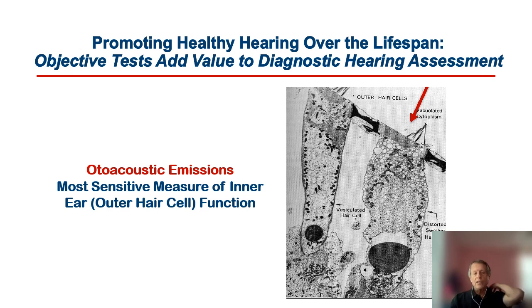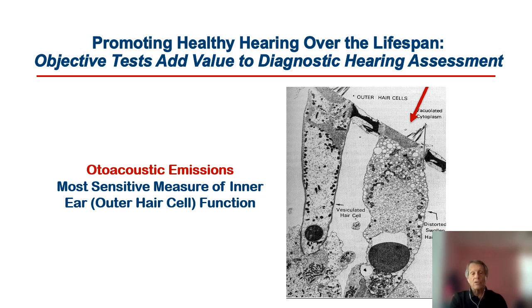Well, now we move on to OAEs, otoacoustic emissions. They are the most sensitive measure of outer hair cell function. There's no better way to evaluate whether the outer hair cells are functioning normally. And almost all insults to the cochlea, almost all etiologies for cochlear hearing loss, do involve the outer hair cells.